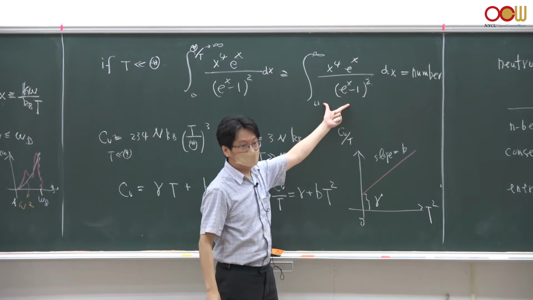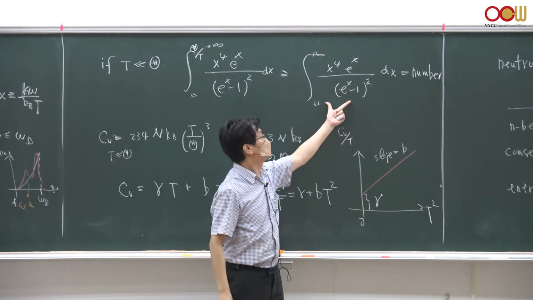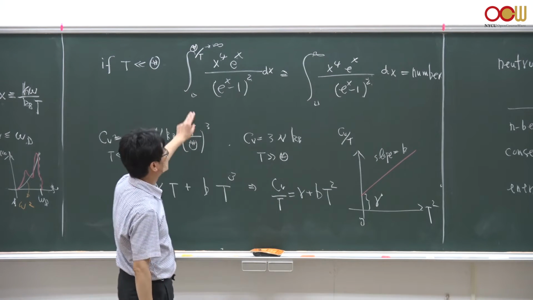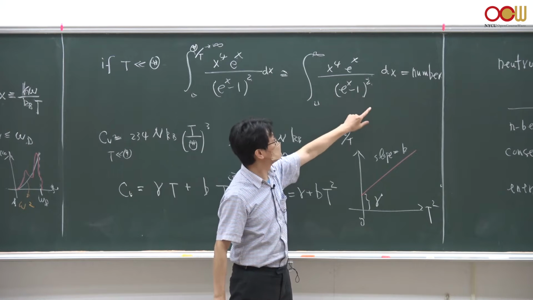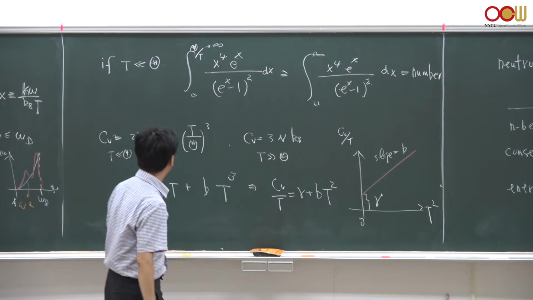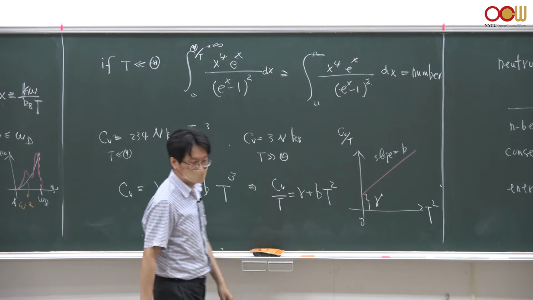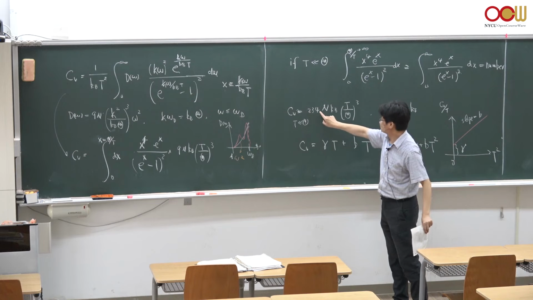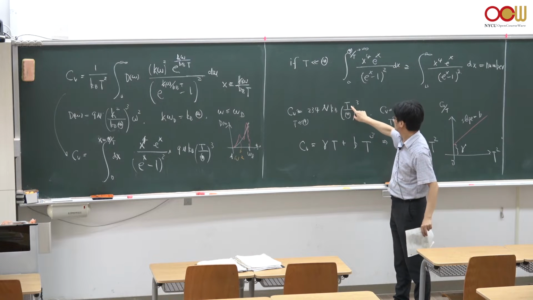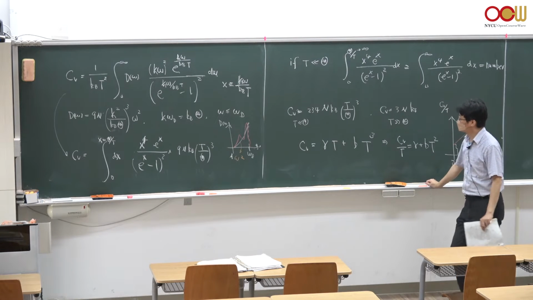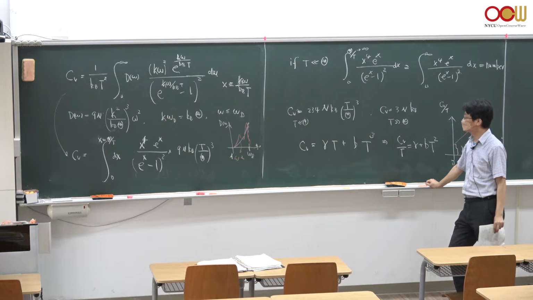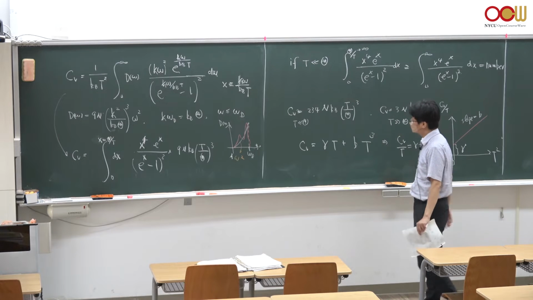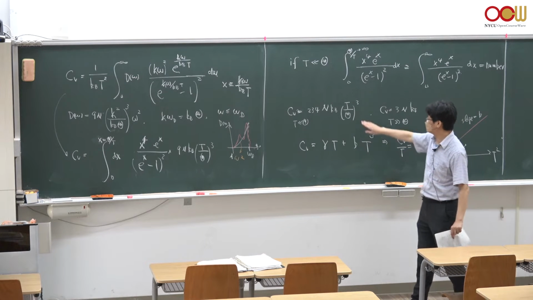And this dimensionless integration over x is just a number, a prefactor. We simply check the integral table to get this number, and we plug that in. The final result for the specific heat contributed from phonons is given by 234 times N kB times (T over theta) cubed. So that's for temperature much below the Debye temperature theta, and the specific heat is given by this T cubed behavior.